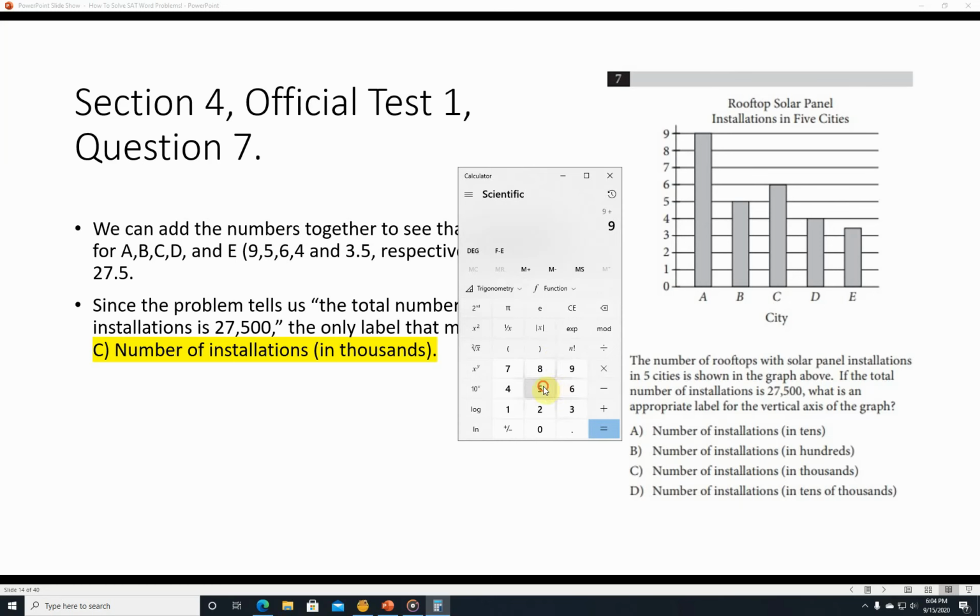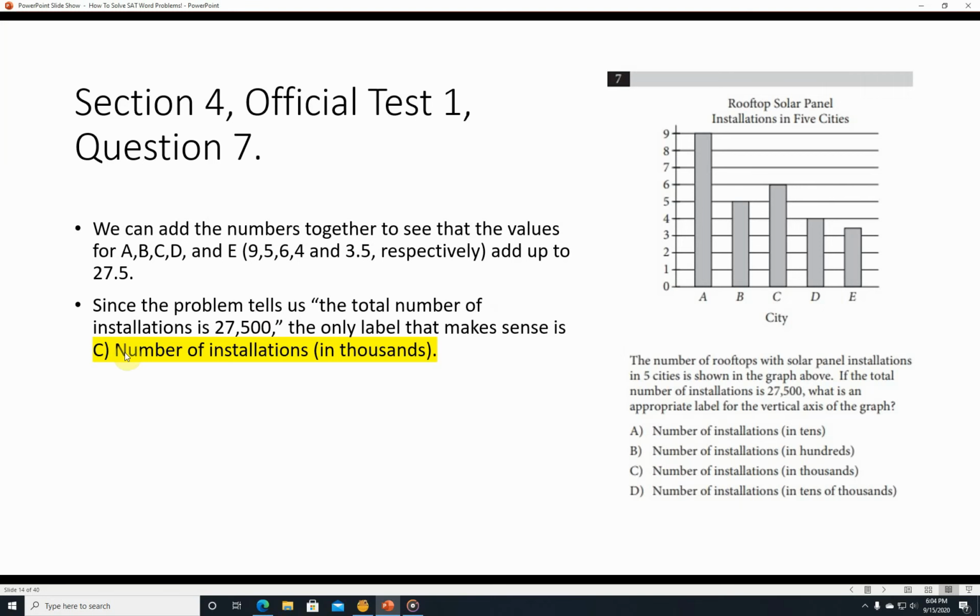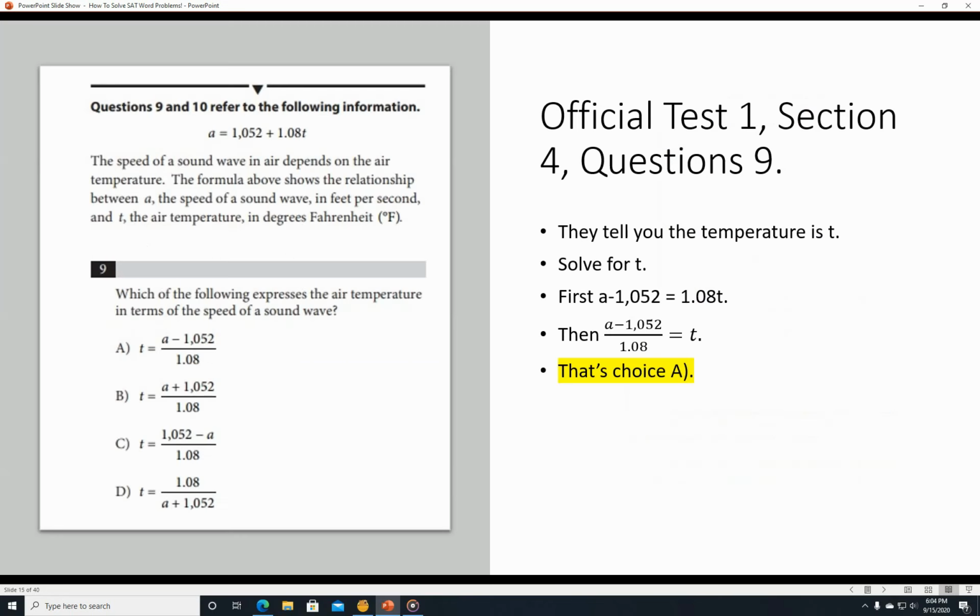So that's 9 plus 5. That's 14. Plus 6 is 20. Plus 4 is 24, plus 3.5 is 27.5. So, since the problem tells us the total number of installations is 27,500, the only label that would make sense is C, the number of installations in 1,000, since you'd multiply 27.5 times 1,000 to get 27,500.